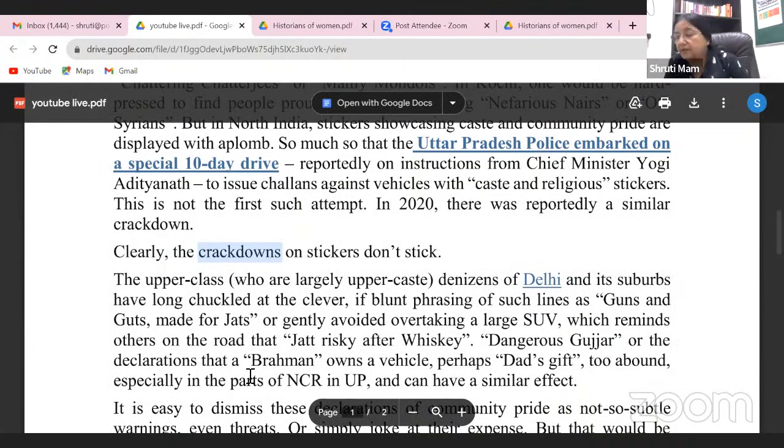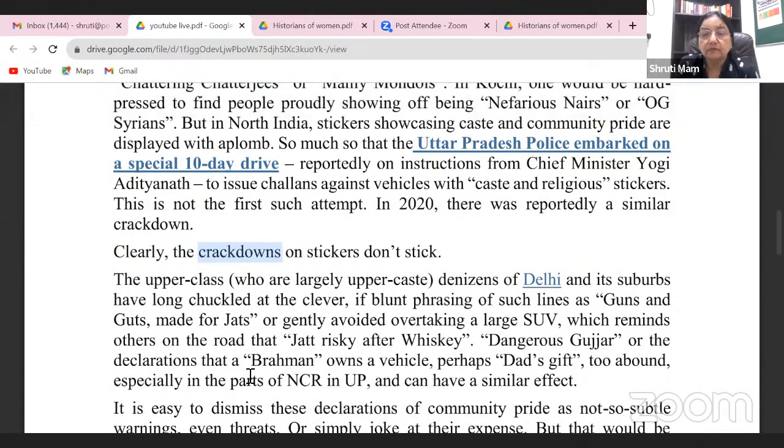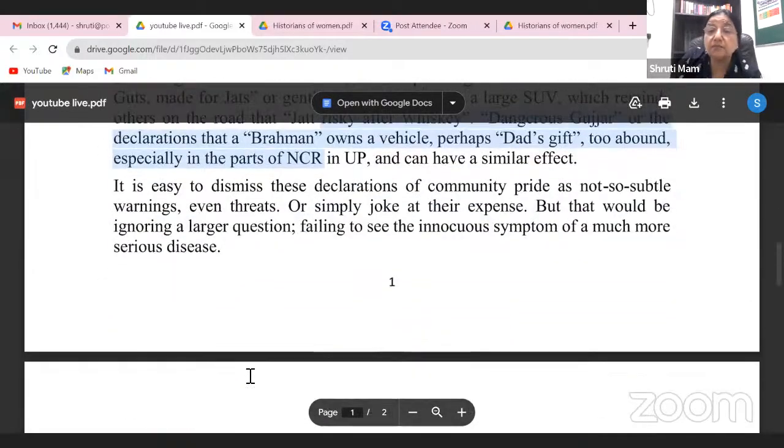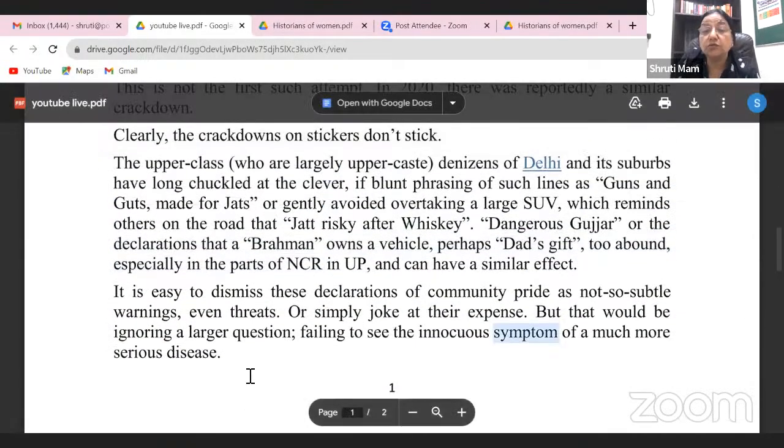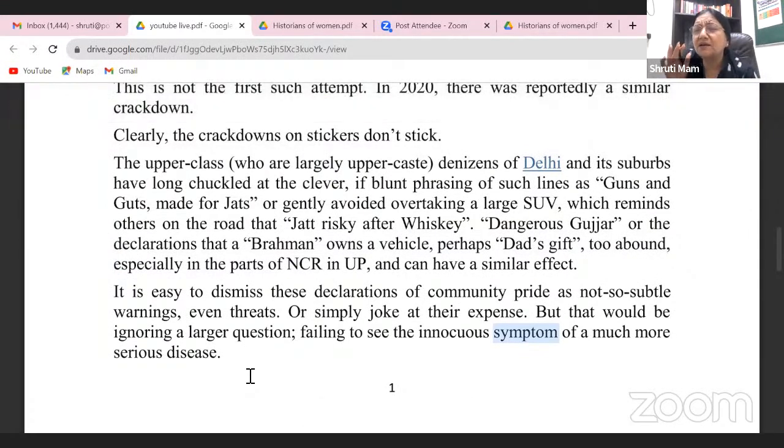Now read. So can you see again the author tries reinforcing the thought, the upper class who are largely upper caste, denizens of Delhi. He says they use these stickers. It's easy to dismiss this declaration of community pride as not so subtle warnings, even threats. Can you see this? The conclusion: clearly saying the crackdowns on stickers won't stick.